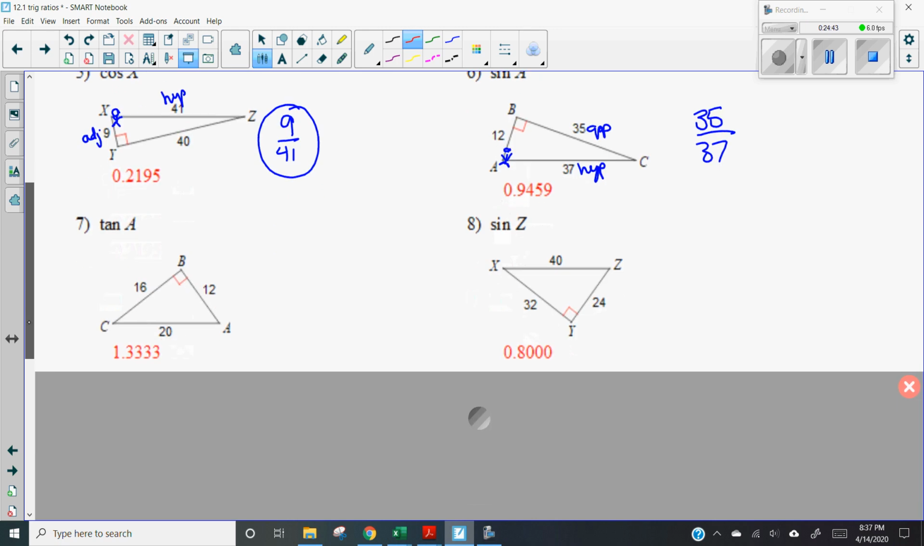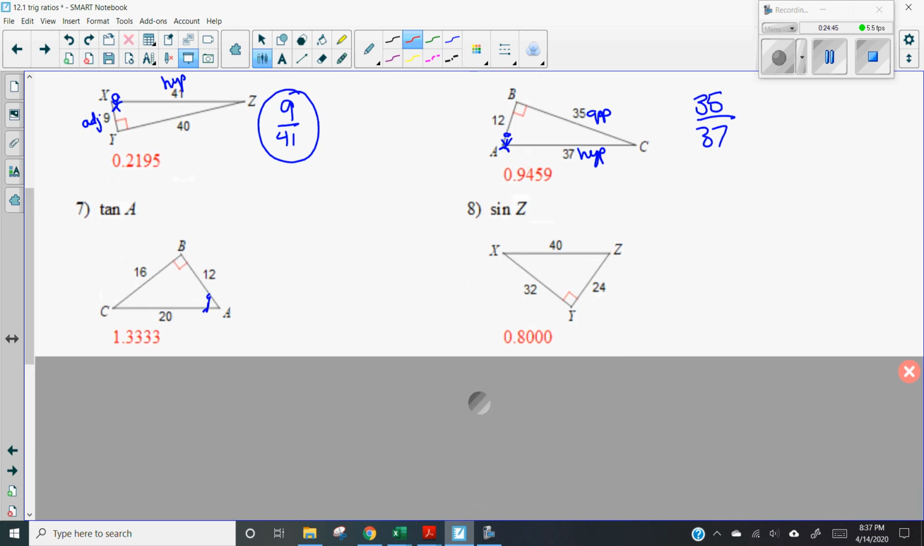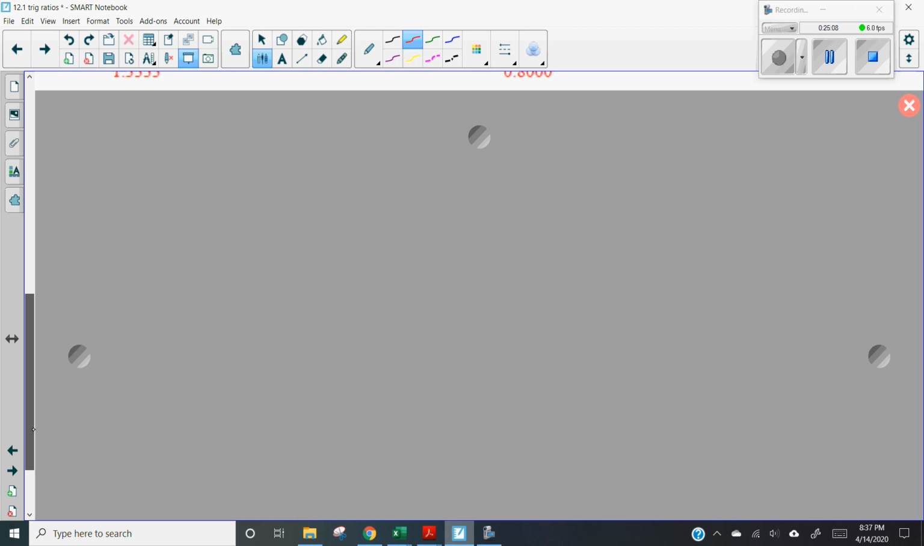Number 7, tangent of A, you're standing here, opposite over adjacent, 16/12. That's where they're getting that 1.333 repeating from. And then sine of Z, you're standing here, opposite over hypotenuse, 32 over 40.8. Okay, now the next group, you kind of have to go through the whole process here.